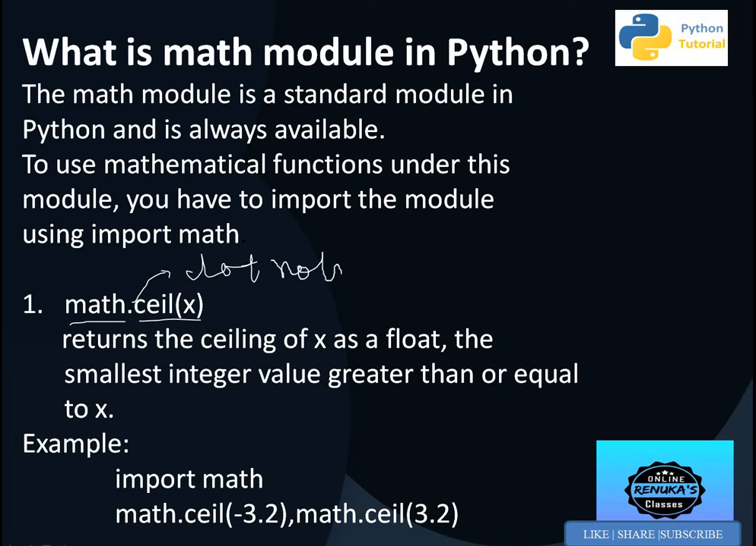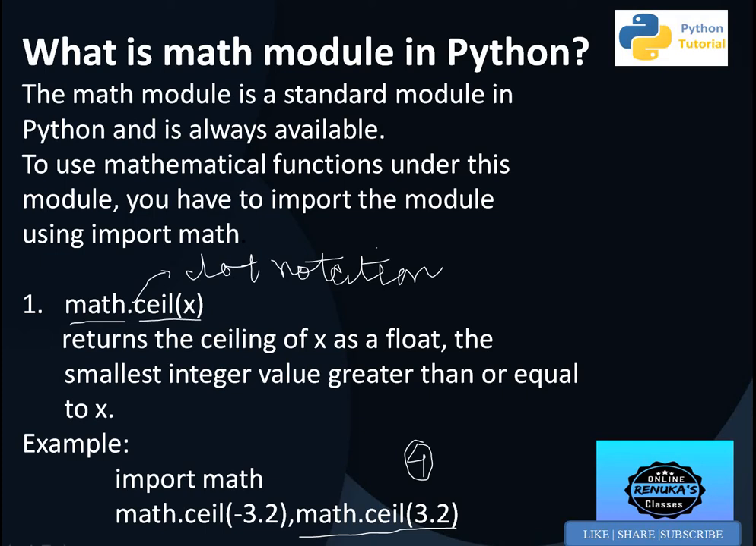So the first function we are going to study is math.ceil. It returns the ceiling of x as float. So how does it return? Consider the example math.ceil(3.2). 3.2 lies between two float numbers 3.0 and 4.0. As it is saying ceil, it will return the greater value, that is 4. So 3.2 lies between 3 and 4 and the greater value is 4, so it will return 4.